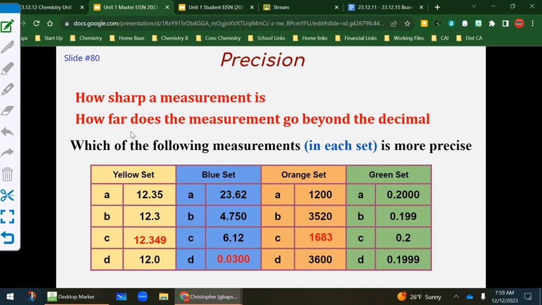D and A? Yeah. Absolutely correct. D and A are the two that are the same in precision. They are the most precise measurements there. Questions?